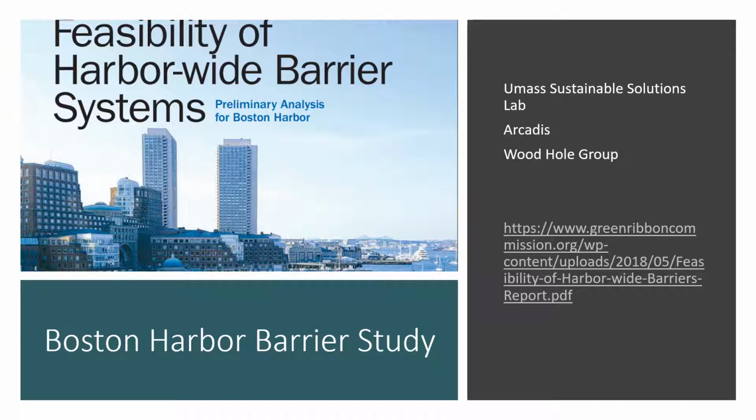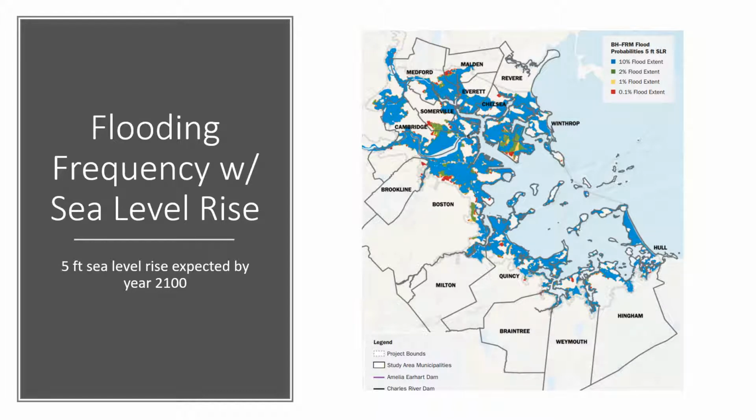These are basically systems to prevent storm surges from inundating downtown Boston. It's done by the UMass Sustainable Solutions Lab with help from Arcadis and Woods Hole Group. And this is just a map showing flood extent, 10% flood extent. So essentially, I believe, you know what, I'm not sure, flood probabilities. Yes, that would be 5 foot. I think these are like once in 10 year floods, anticipated by some future year, year 2100. So these are not really acceptable. Obviously, for the downtown area to be flooded once in 10 years is not acceptable.